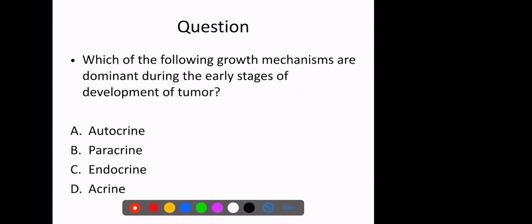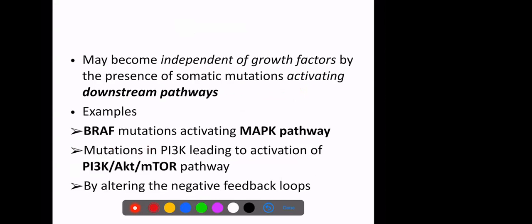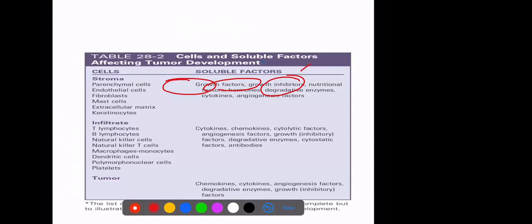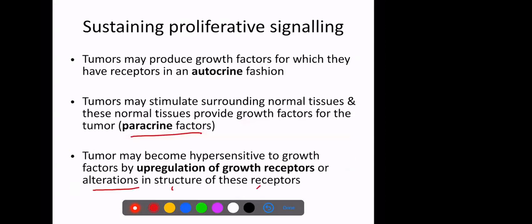Okay. The same question can be framed like this. Which of the following growth mechanisms are dominant during early stages? Which mechanisms are dominant during the late stages? Accordingly, you can give the answer. The answer here is paracrine. So that is regarding the three processes I told: paracrine and upregulation of growth receptors.